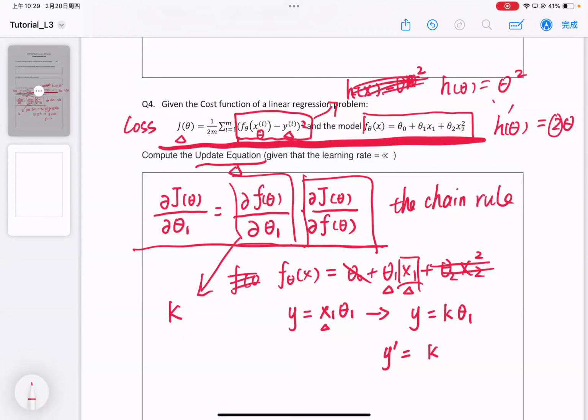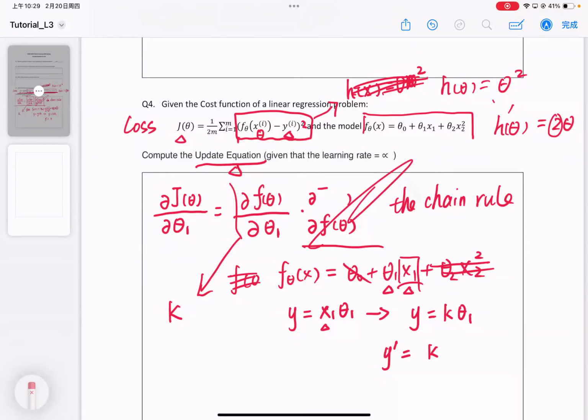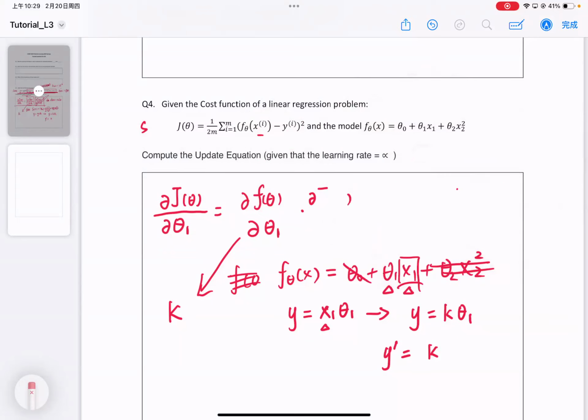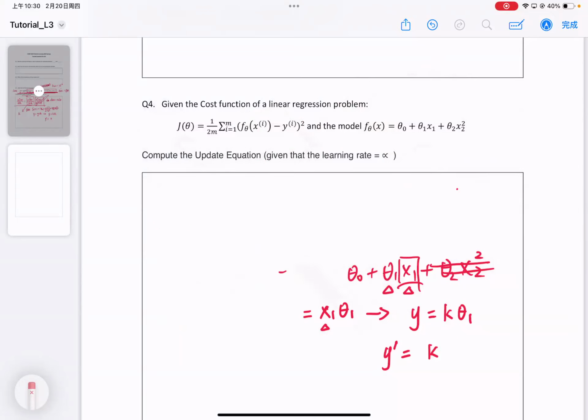This is a chain rule, but let's see how we do it in this case. If you forgot about the chain rule, you can just Google it, or watch some video on YouTube.